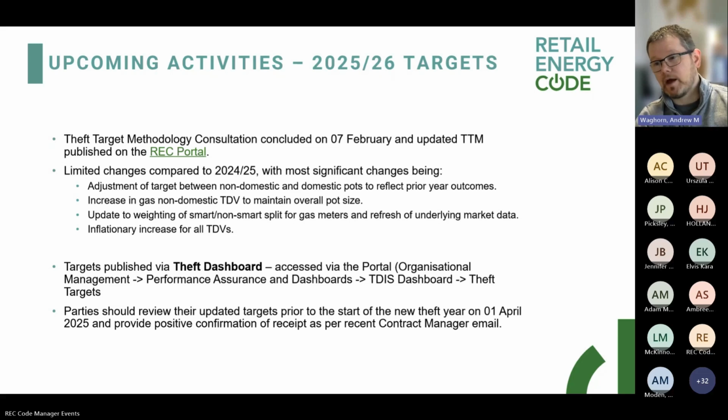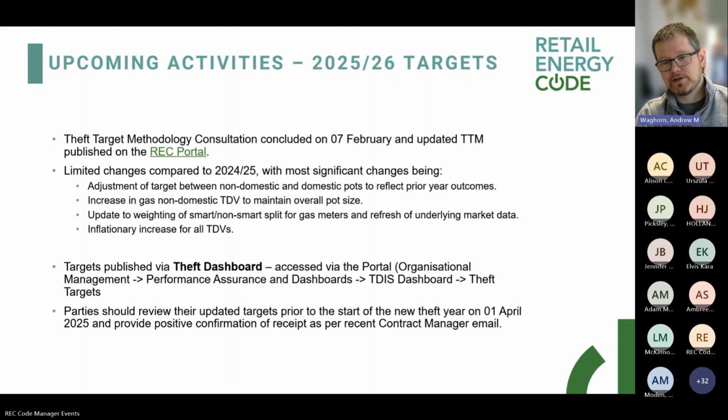So in particular, I mentioned on the smart non-smart split on gas, we've slightly changed the weighting there to reflect what we've been seeing in the outcome, and we've also looked at the relative scale of the gas domestic and non-domestic pots and moved some of the target from non-domestic to domestic to reflect ongoing changes in the overall market picture. And then some changes of weighting and numbers based on greater penetration of smart meters. So although lower probability, there are just more smart meters than previously. Those targets were calculated and were published last week.